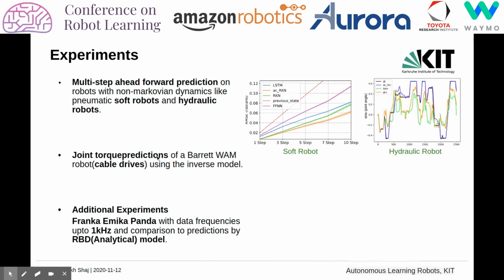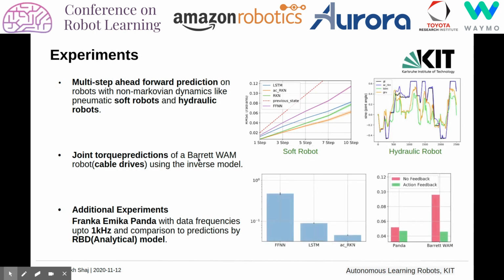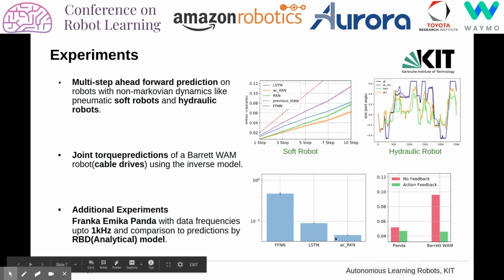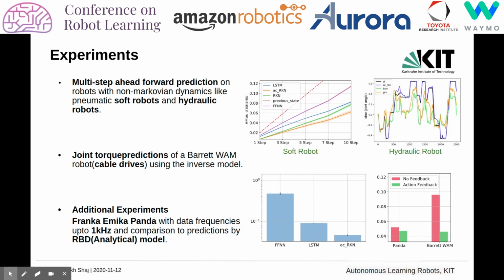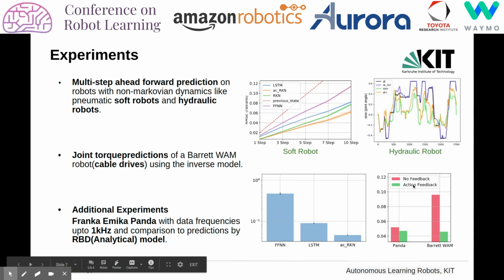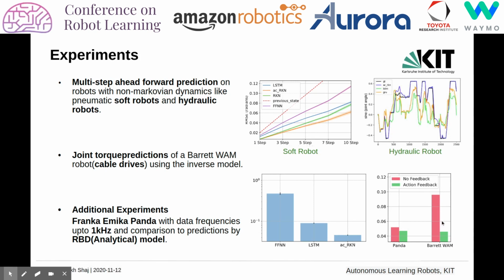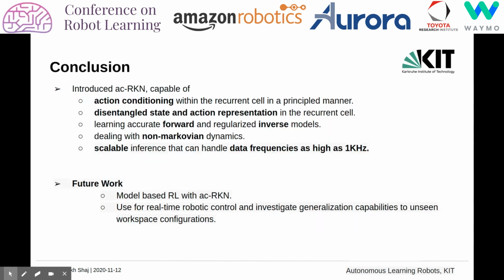We also perform joint torque predictions on a Barrett WAM robot run by cable drives using the inverse model and achieve state-of-the-art performance compared to other deep models. Also note that the action feedback at the predict stage of the inverse model helps us in making better predictions. We also perform additional experiments on a Franka Emika Panda with data frequencies up to 1 kHz and make comparisons also with the rigid body dynamics model of these robots. And notice that we get much better performance compared to these textbook rigid body dynamics models.